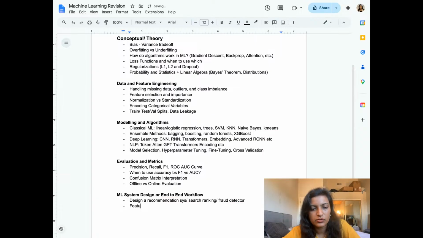Or we can have feature stores, training pipelines, serving infrastructure, handling real-time versus batch inference, model monitoring, observability, data drift, and retraining strategies.